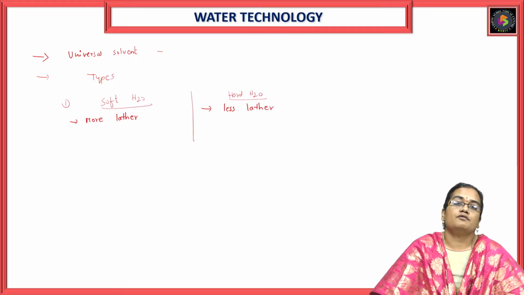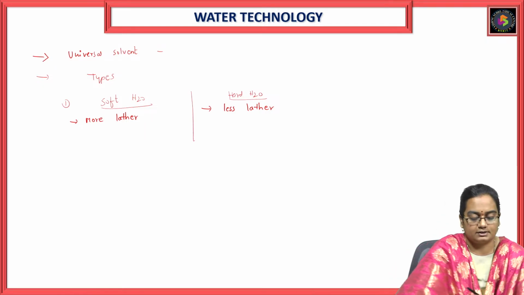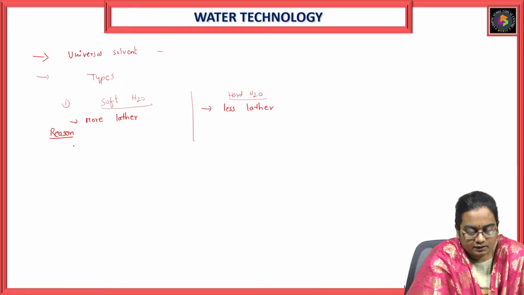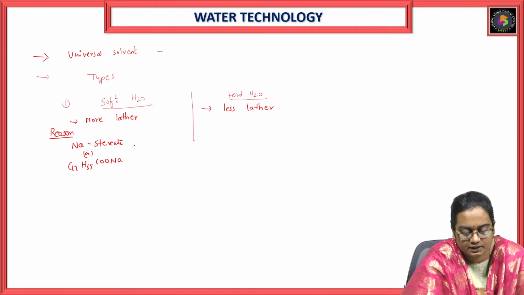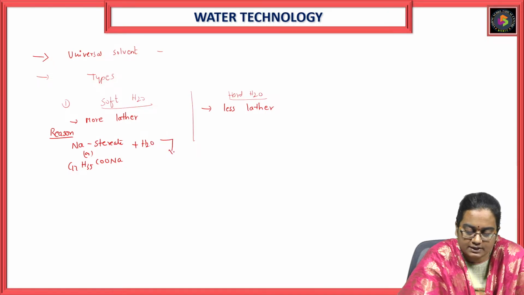Next, why is soft water able to give more lather? Why is hard water not able to give more lather? That we will discuss now. Reason. If you take soap, what is the formula of soap? The formula of soap is sodium stearate, C17H35COONa. When it reacts with normal water, then what is happening here?